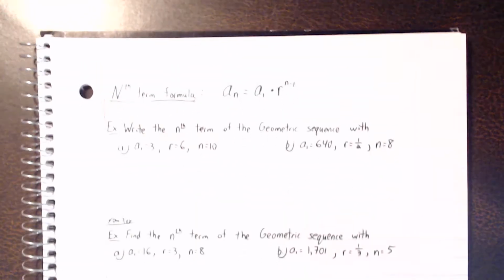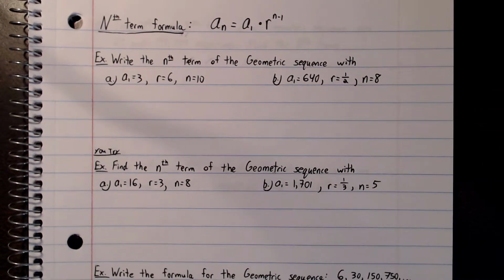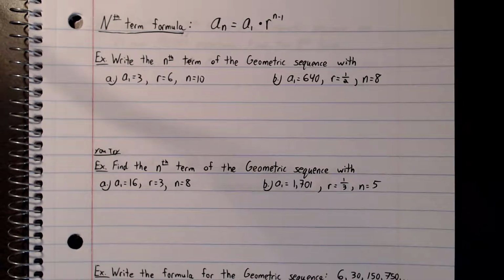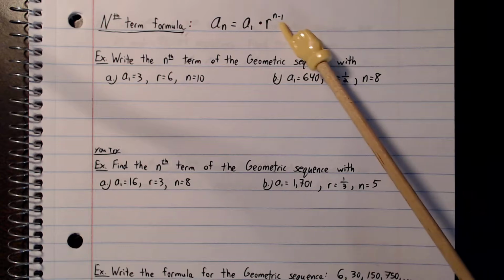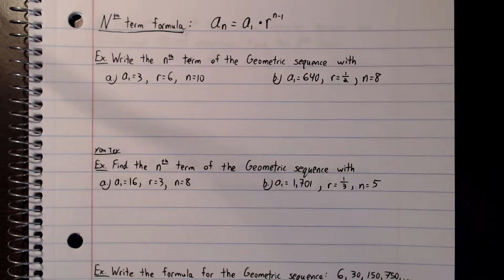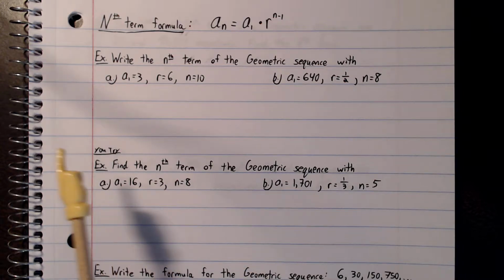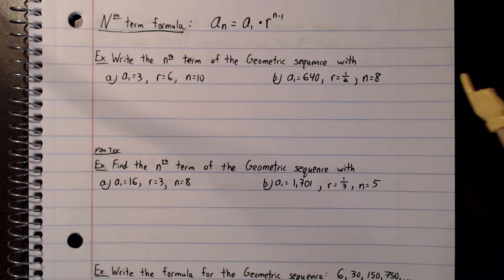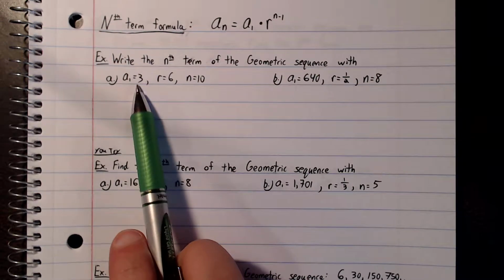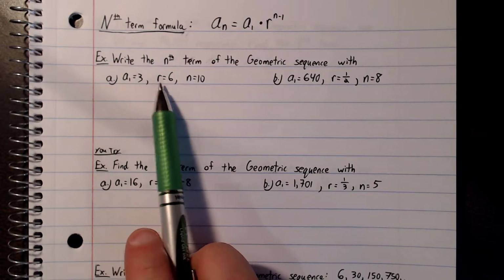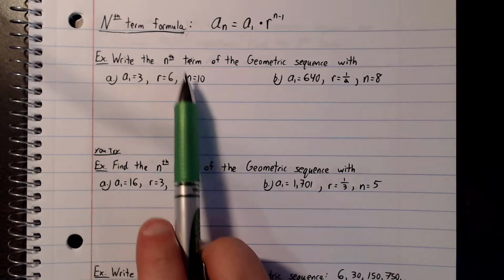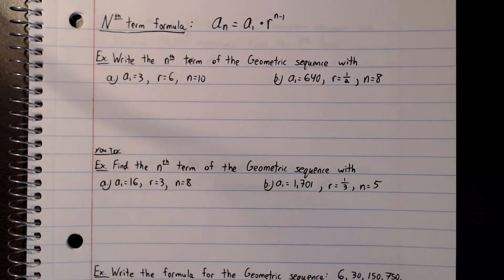Now we're getting into some more somewhat familiar territory. Just like arithmetic, we have an nth term formula. This formula is pretty easy to use, right? You need the first term, you need the ratio, and then we're going to be raising the ratio to the n-1 power. So this is what some of these problems will look like. They want us to write the nth term of the geometric sequence, and in the first example, they give us the first term as 3, our ratio is 6, and they want us to find the 10th term, right? The nth or 10th term.